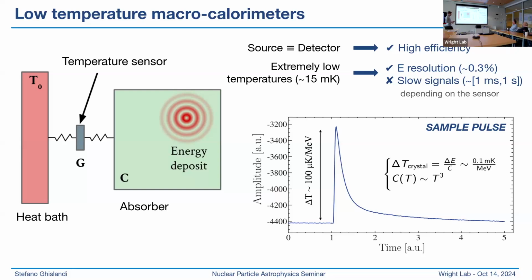These absorbers are usually crystals, so you can grow them with the isotope of interest inside, and this allows for high efficiency and low systematic effects due to the detector. And the fact that you are operating these detectors at very low temperatures makes the energy resolution quite good. But at the same time, since everything is thermally connected to a bath, and you need to wait for the temperature rise to go back to the base temperature, these are relatively slow detectors, so they are not suitable for high rate applications. But they can anyway be used.